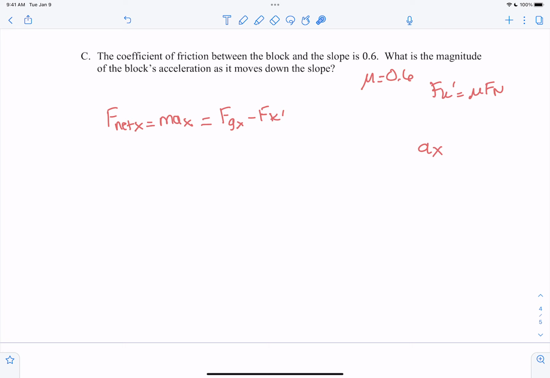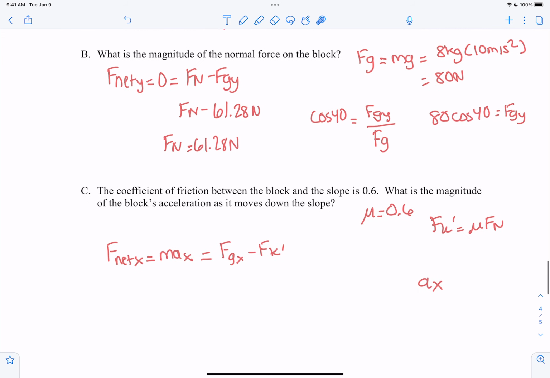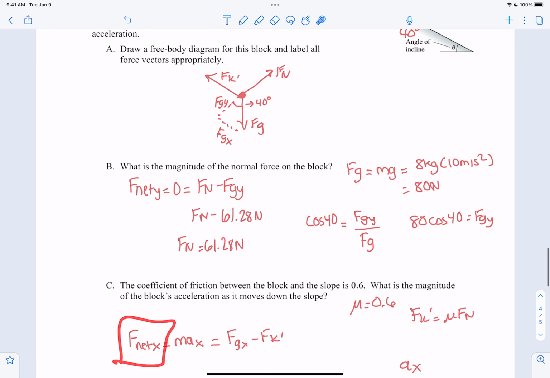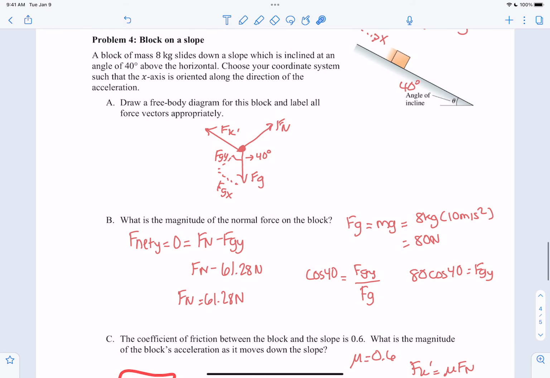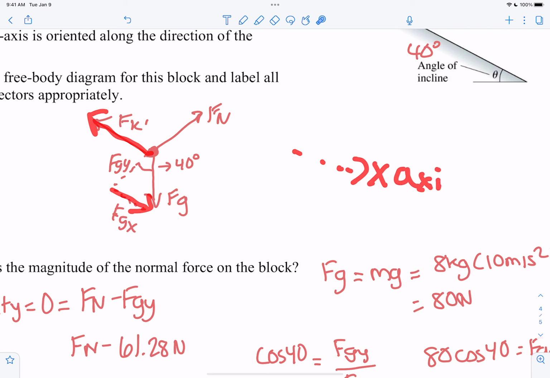So the cosine, sine, or tangent stuff, that's going to be factored in when we're trying to figure out a specific force, right? So just looking at this net force equation, I want to factor in what forces are acting along the x-axis. So I see that there's an FGX component and then there's an FK prime component along that tilted x-axis, right?